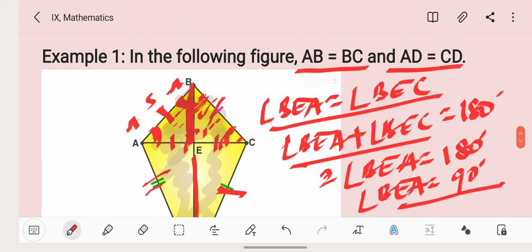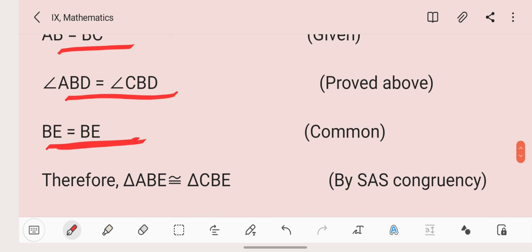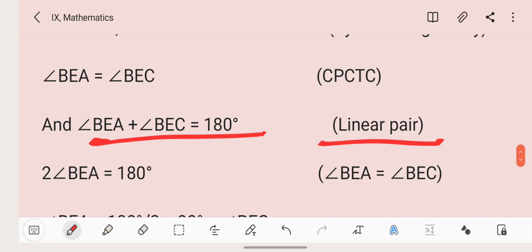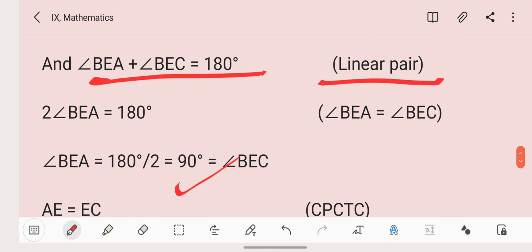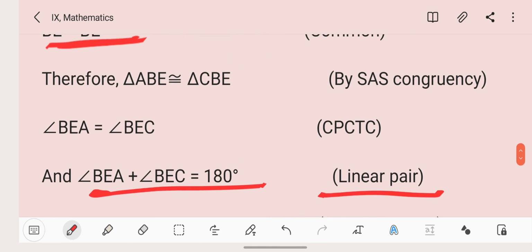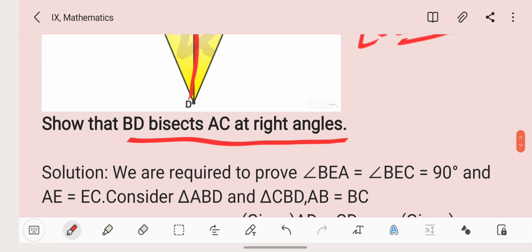This is also by SAS congruence. This side equals this side, this angle equals this angle, and this is the common side BE. So by SAS also, the other way around, that is also equal. So this is the linear pair, the one we have done here, and you get 90 degrees, hence it is proved. You can pause and play to check the solutions.